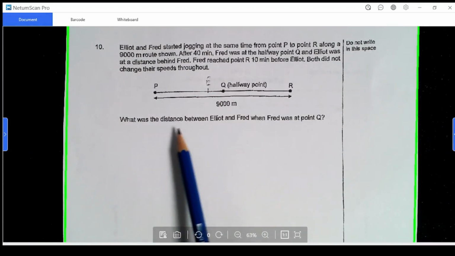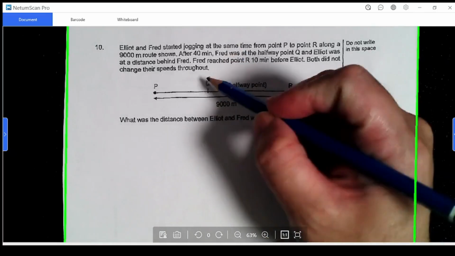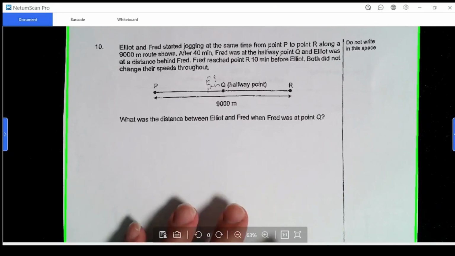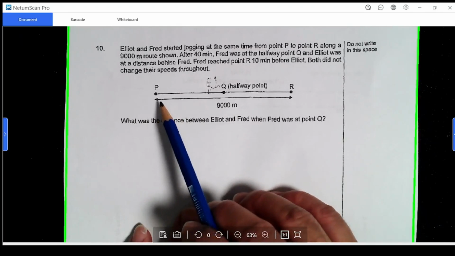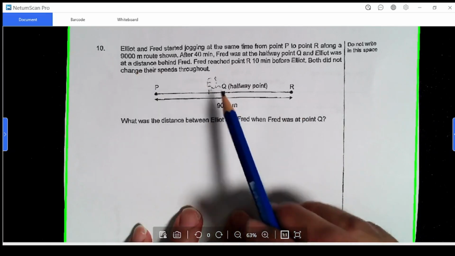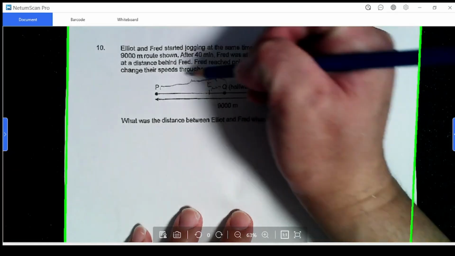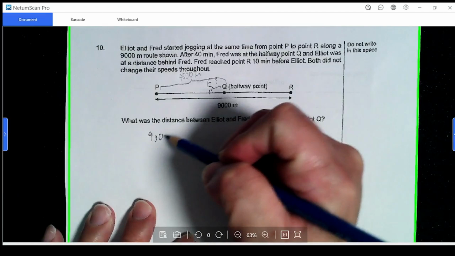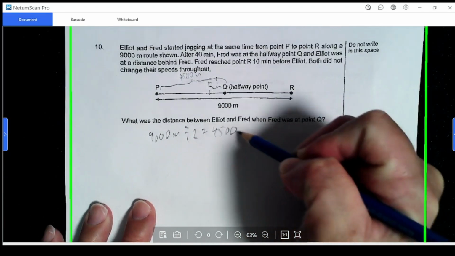What was the distance between Elliot and Fred when Fred was at point Q? So they're trying to ask you, what is this distance, right? Okay. Now, if the whole route is 9,000 meters and this is the halfway point, how much is this? This is 4,500 meters, right? 9,000 meters divided by 2, you get 4,500 meters.